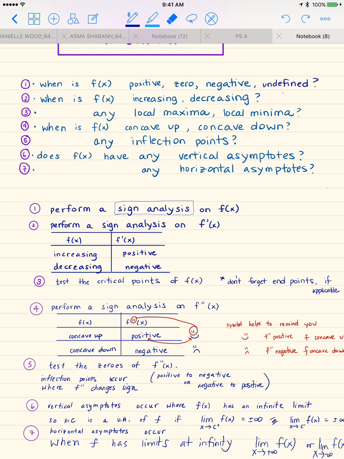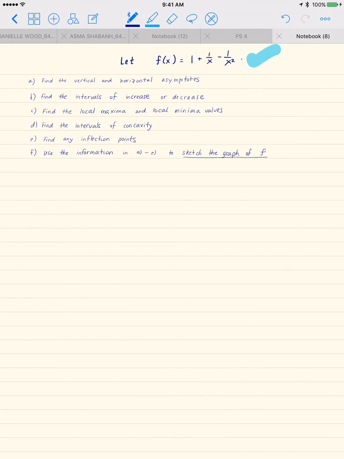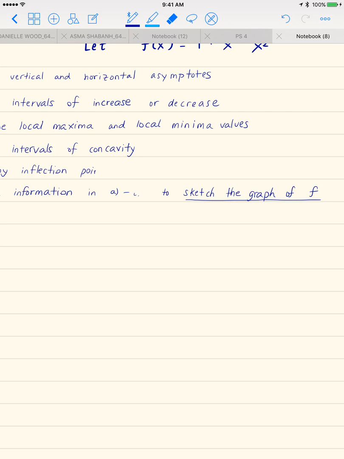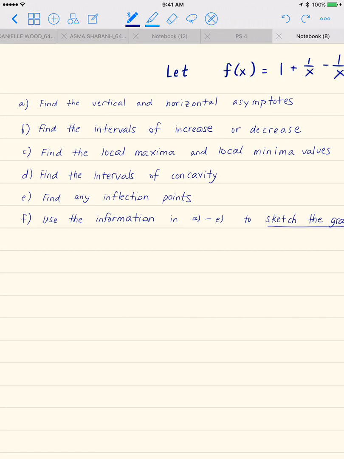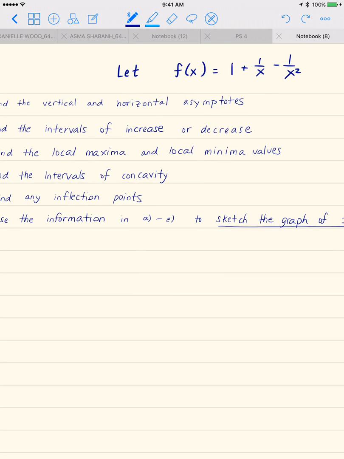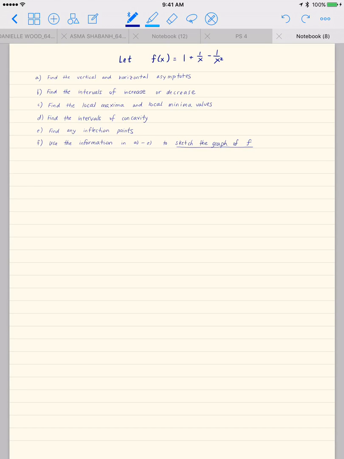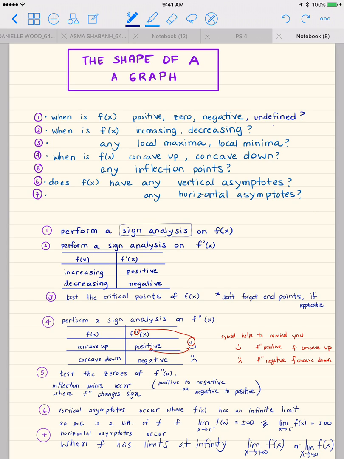Let me undo that. Okay. So our example for today is f of x equals 1 plus 1 over x minus 1 over x squared. Now, the first thing I want to do here is find the vertical and horizontal asymptotes. Okay, so we've got f of x is equal to 1 plus 1 over x minus 1 over x squared. To find the vertical and horizontal asymptotes, we're looking at items 6 and 7.